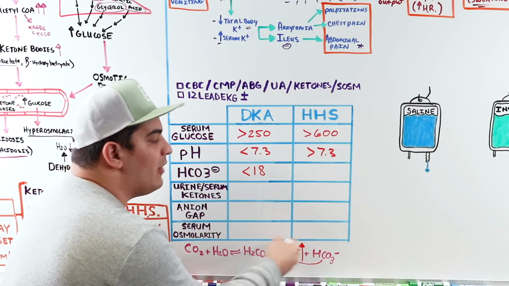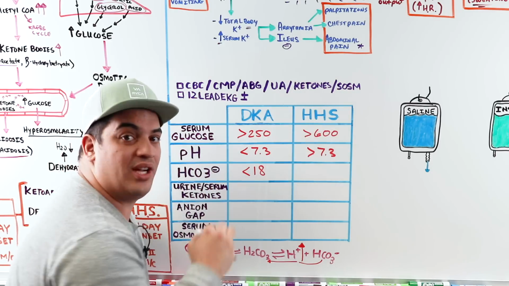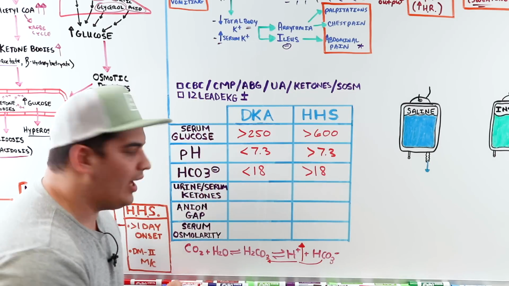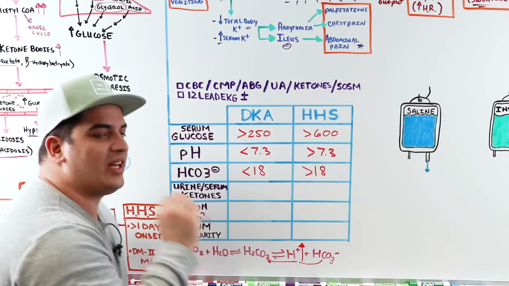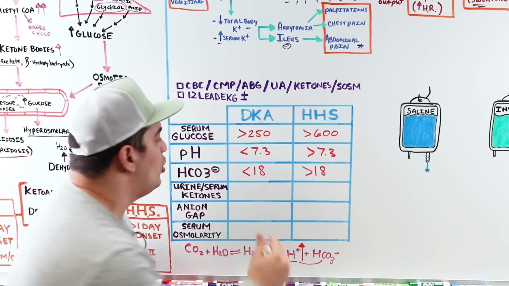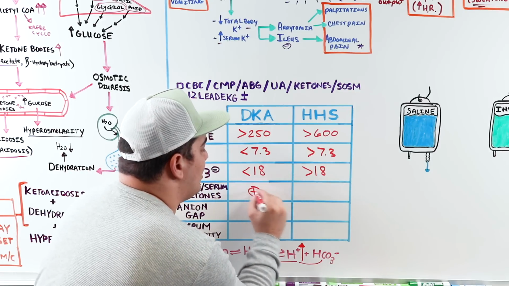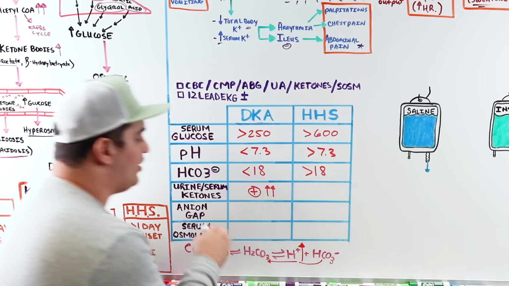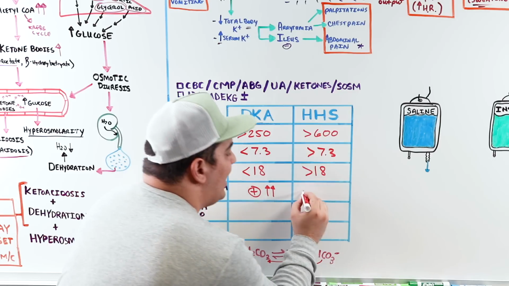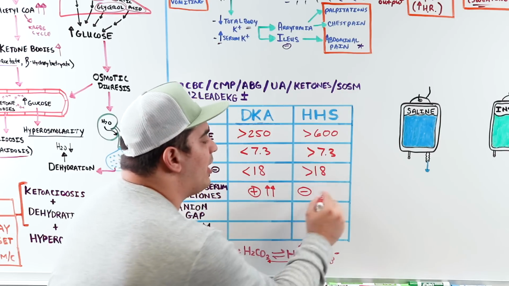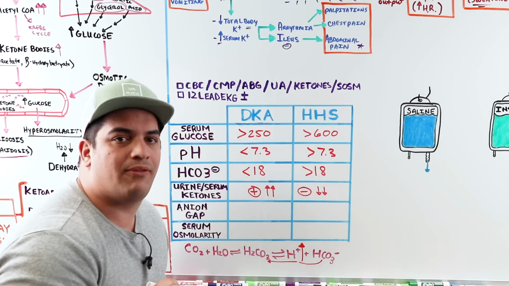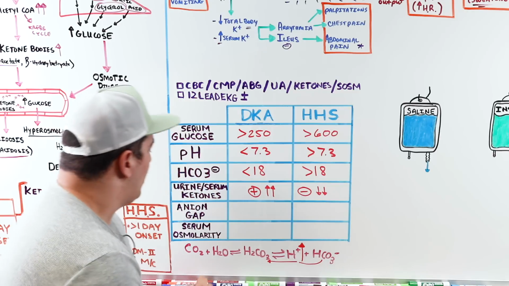But again, we shouldn't see much ketosis or ketoacidosis with HHS. So that bicarb should be greater than 18. Not bad, right? Urine serum ketones. We're going to make this super simple. DKA, ketone production, a lot of it. So you're going to expect for this to be positive and potentially elevated ketones in the urine and in their blood. With HHS, let's make it simple. It should be negative, but if we really want it to be specific, it's going to be a very small production, not enough for it to be considered abnormal.